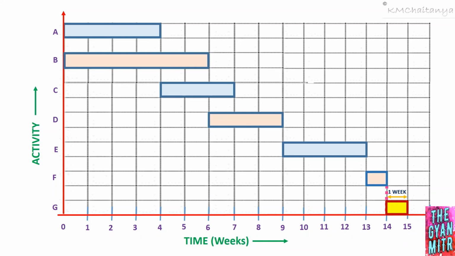Now, the final Gantt chart for the given project. Now we can clearly see here the total duration for the completion of this project is 15 weeks. That is the day when the last activity is completed, that is activity G, which is 15 weeks.